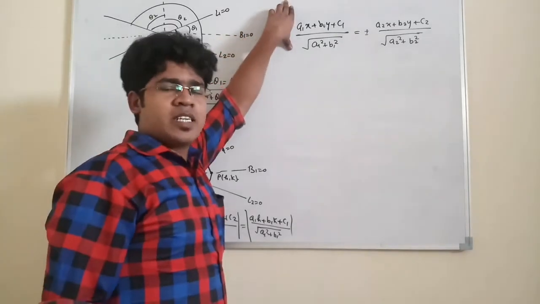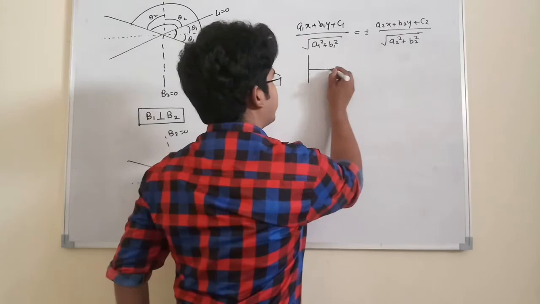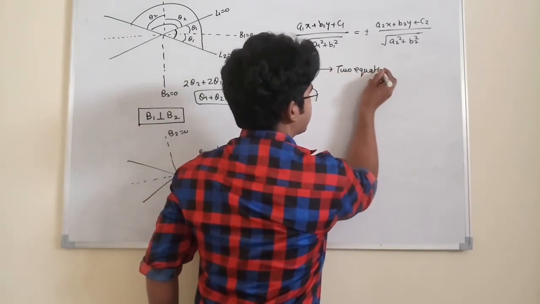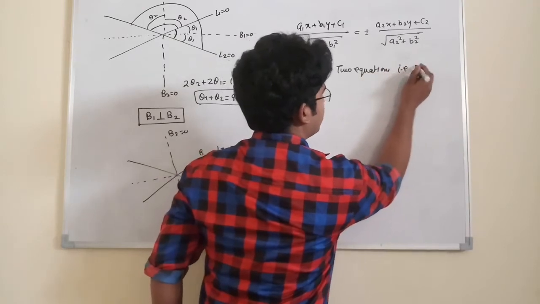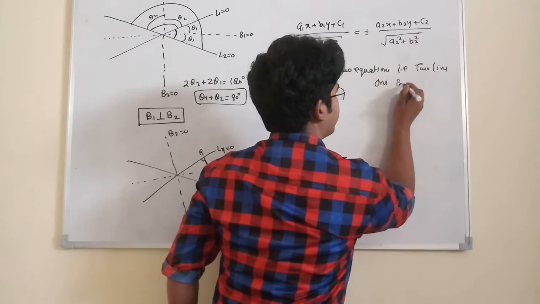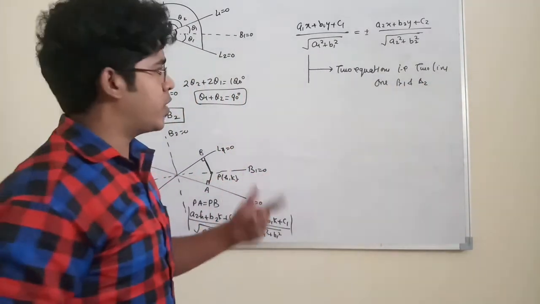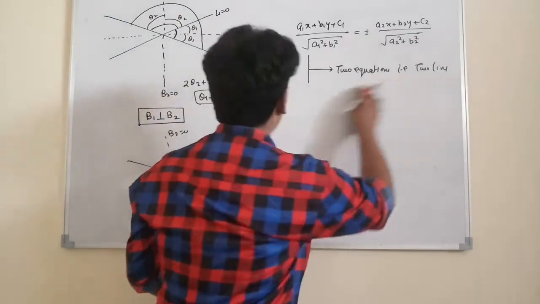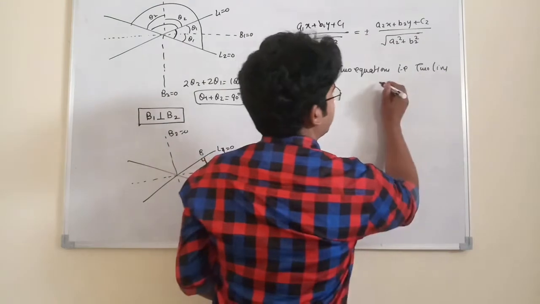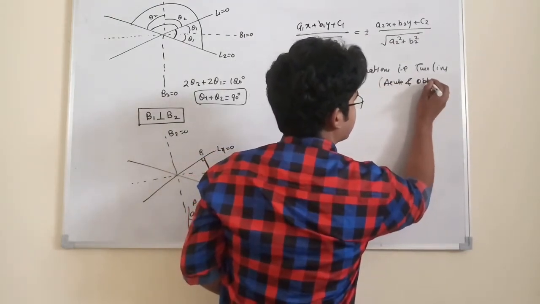Now, when I wrote plus and minus here, this simply means this is not one equation, this is two equations, that is two lines. And what are those two lines? One is B1 and another is B2. Don't be confused that B1 means one will be acute and one will be obtuse. Here, in my case, B1 is the acute angle bisector, but it may be obtuse also. So one will be the acute angle bisector, another will be the obtuse angle bisector.